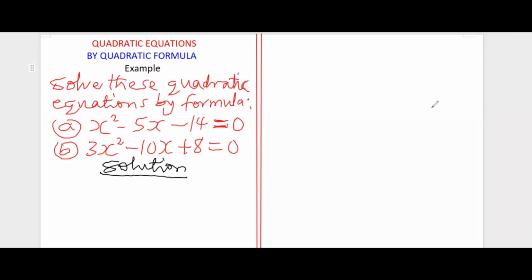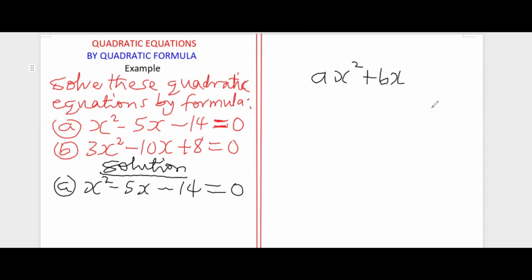So for the A part, we want to solve this equation x squared minus 5x minus 14 equals 0. So we compare this equation to the general form of a quadratic equation, which is ax squared plus bx plus c equals 0. The value of a here is the coefficient of x squared, the value of b here is the coefficient of x, and this c is the constant. So that means a here is 1, b is minus 5, and c is minus 14.